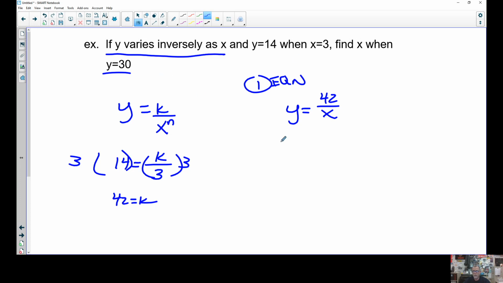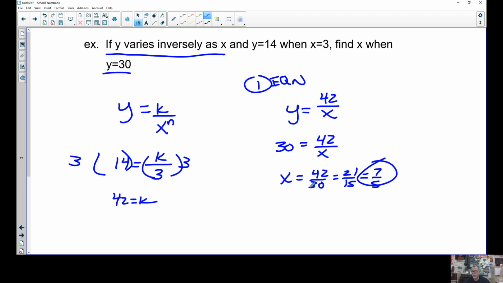And it told me find x when y is 30. So I have 30 equals 42 over x. And again, remember when we have this situation, what can we do to solve? Right? What we can do is switch these two. So I can say x equals 42 over 30, which is, what is that? That's going to be 21 over 15, and then that's 3, that's 7 over 5. So that would be 7/5.